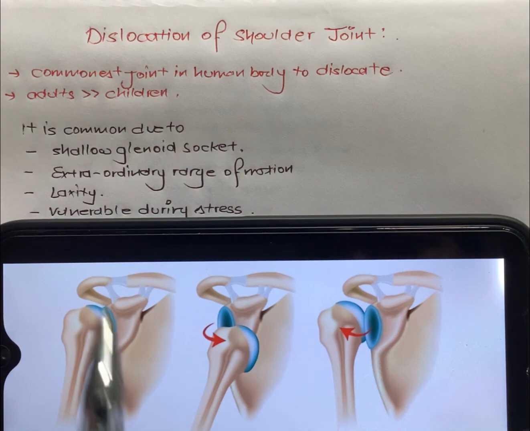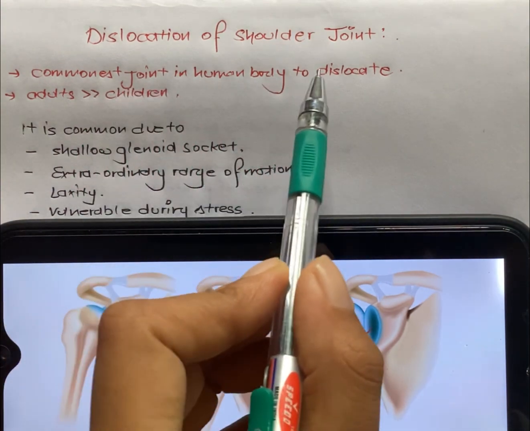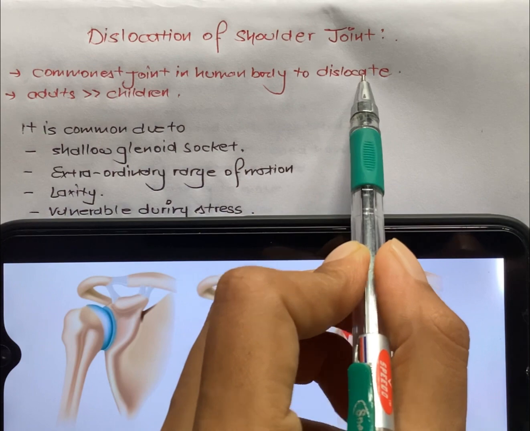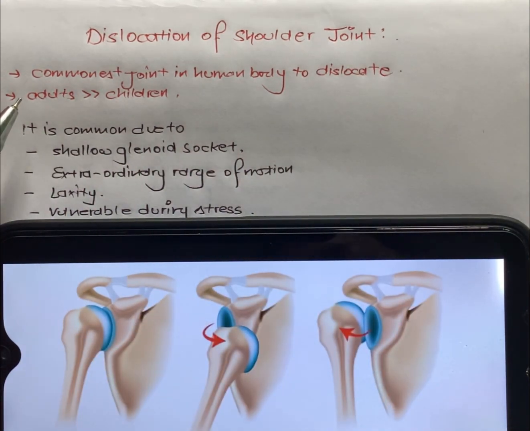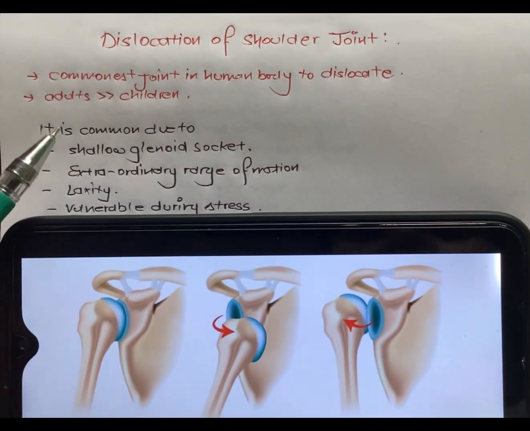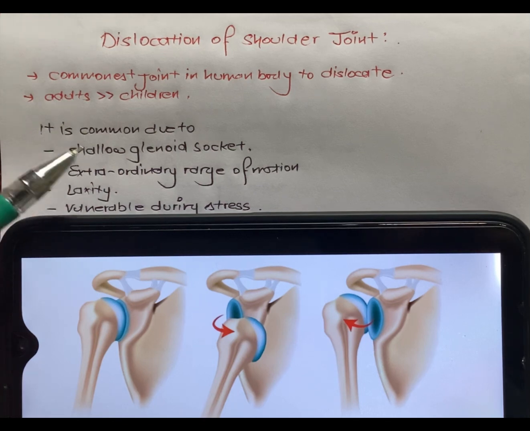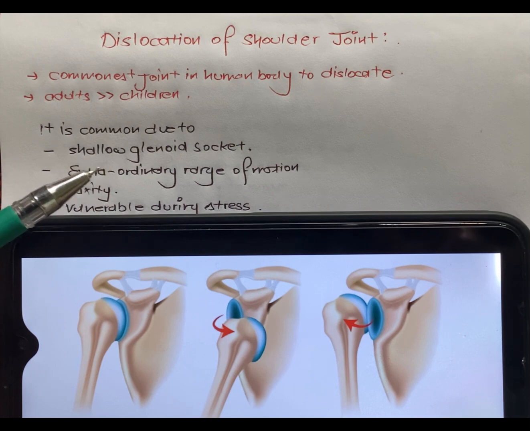Today we are going to talk about the dislocation of shoulder joint. As we all know, it is the commonest joint in the human body that goes for dislocations, and it is most commonly seen in adults as compared to children. It is the common joint for dislocation because it has a shallow glenoid socket and an extraordinary range of movement, and there is presence of laxity, so it is very much vulnerable during stress.